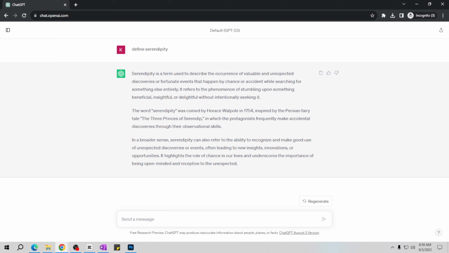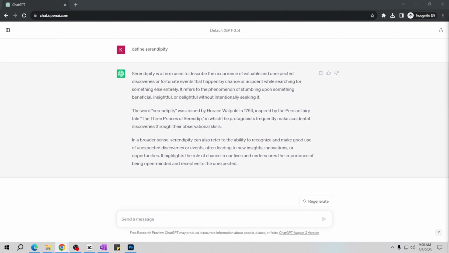So ChatGPT will then provide you with the definition of the word along with any relevant information or context. If that's easy, you can use this feature to learn the meanings of unfamiliar words, explore different concepts, and improve your language skills. So the next time you come across a word you don't know, ChatGPT is here to help you with its vast knowledge.